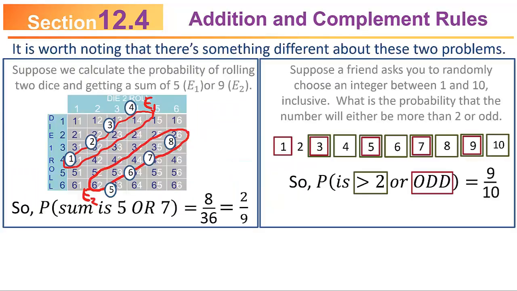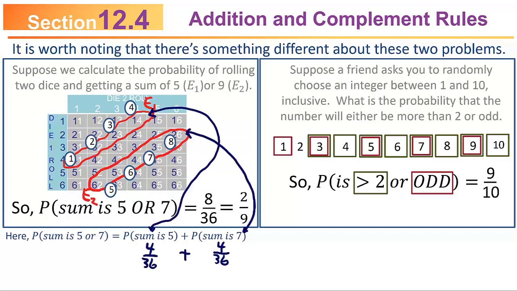But there is something about those last two examples worth noting. There's a difference. Look at those two. I'm flashing on the left the first one I did, on the right the second one I did. Going back to the one on the left, the probability the sum was 5 or 7 turned out just to be the sum of the probability that the sum was 5 and the probability that the sum was 7.